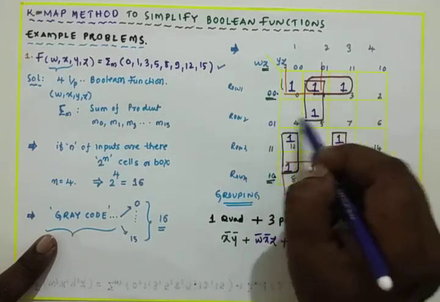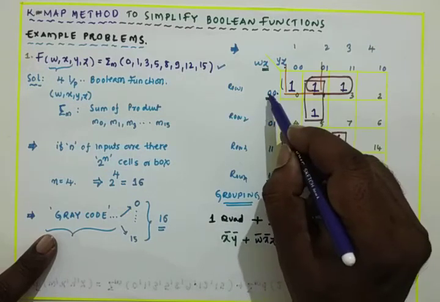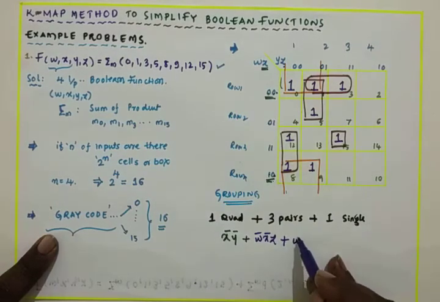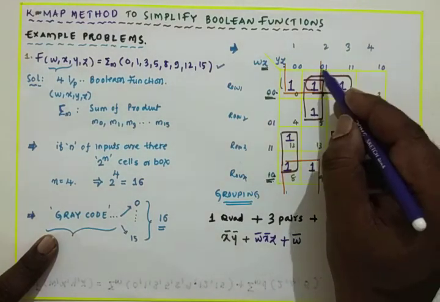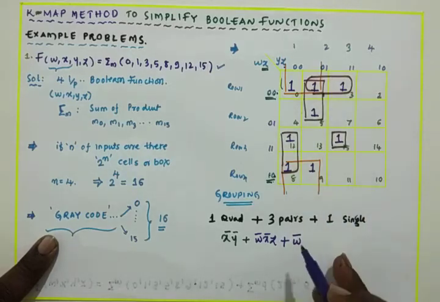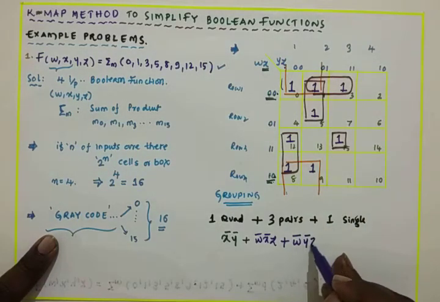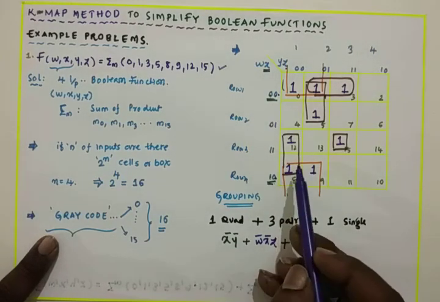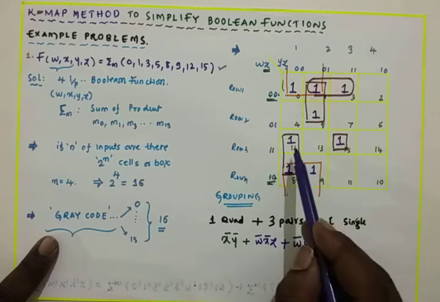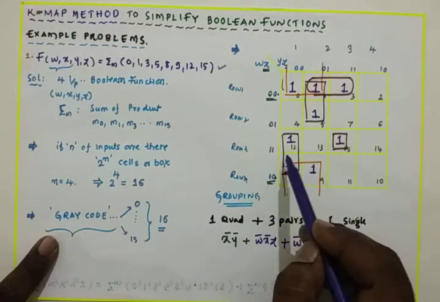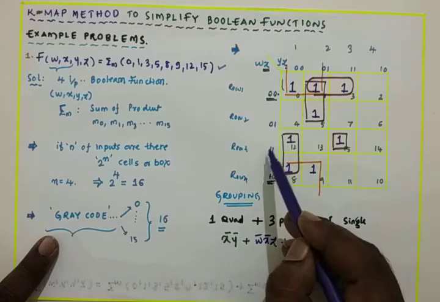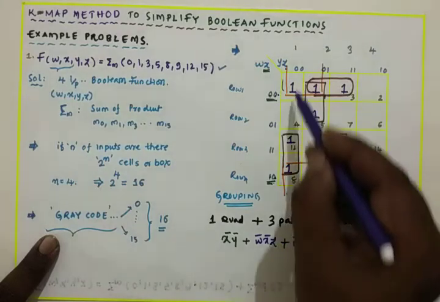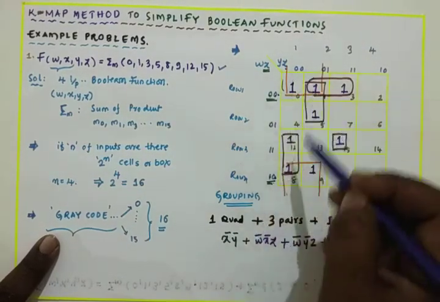Coming to one more pair. This pair is in 2 rows, such as 0, 0, 0, 1, in which the 0 is common. 0 is nothing but W bar, and this pair is in one column, that is 0 1, that is Y bar Z. Plus one more pair, that is in one column in two rows, 1 1 and 1 0. Which one is common? 1 is common, and 1 is nothing but W.